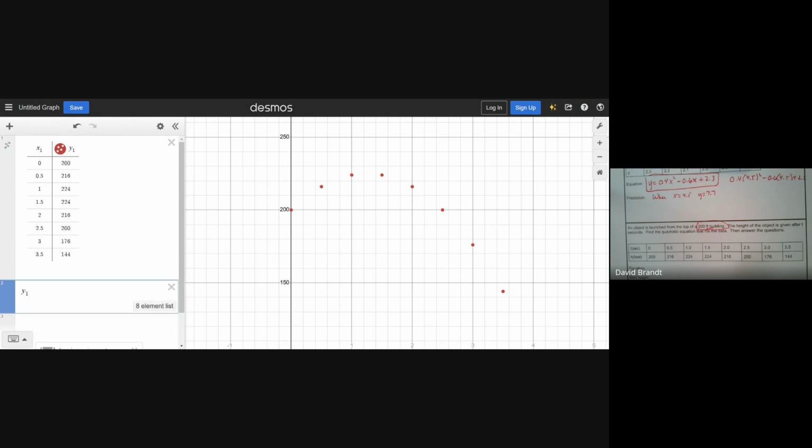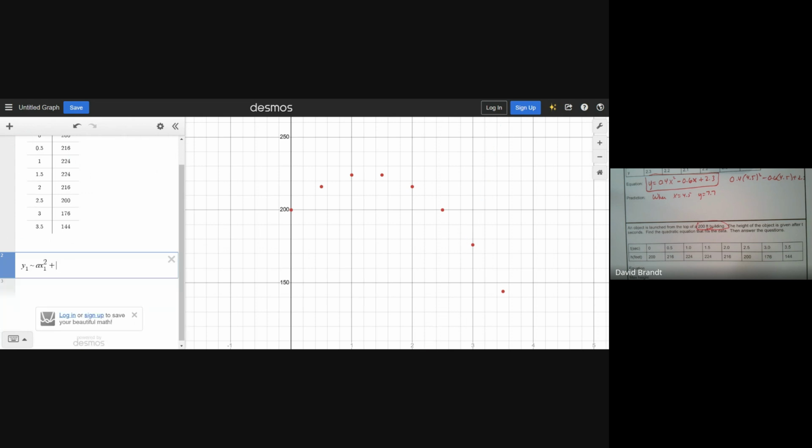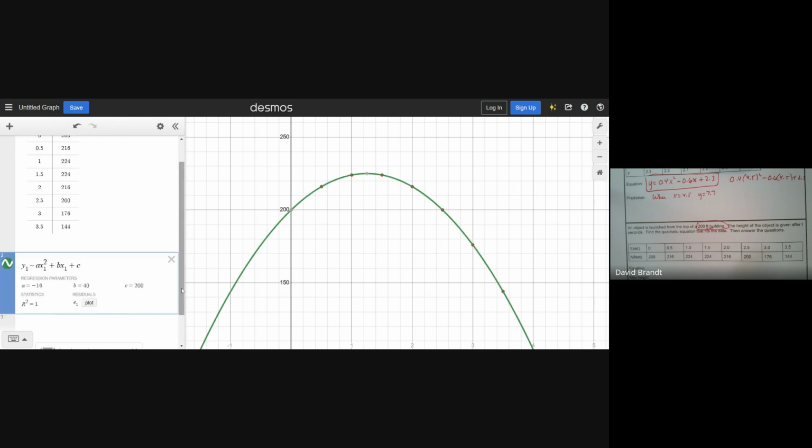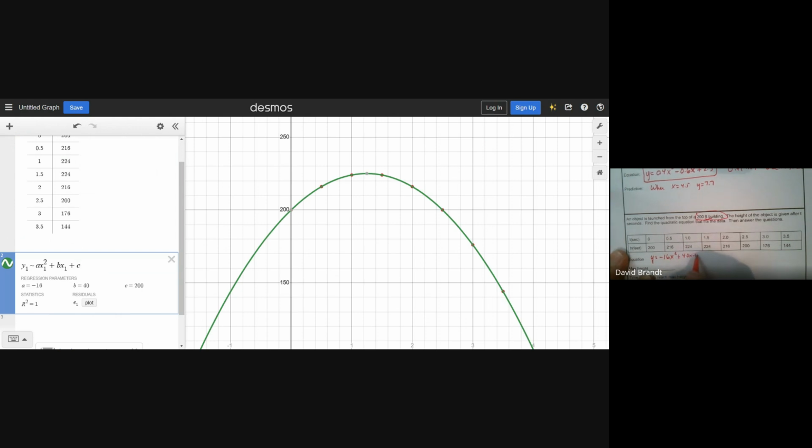Now, squiggle is just below the escape key. AX1, make sure you put squared, plus BX1 plus C. And see, there it fits. It goes right through the points for me. All right, so we're going to write the equation down. So the equation is going to be Y equals negative 16x squared plus 40x plus 200.